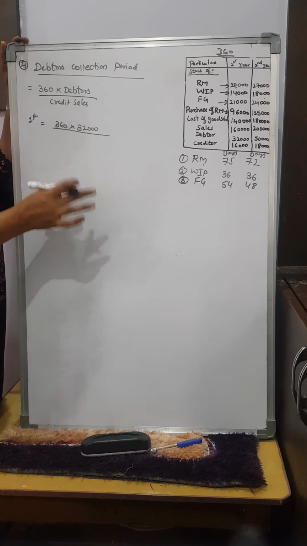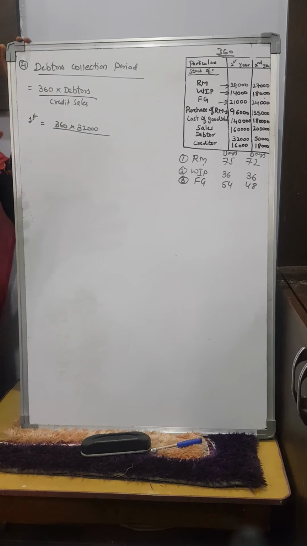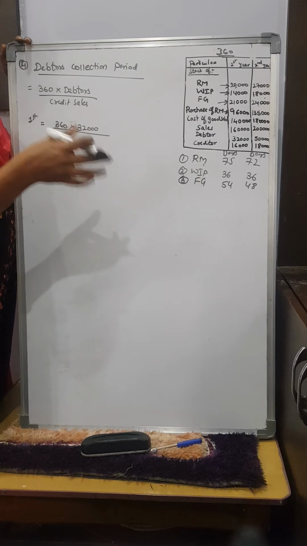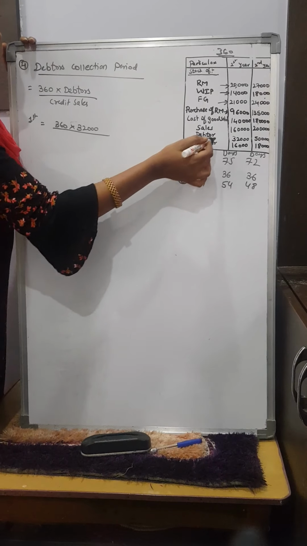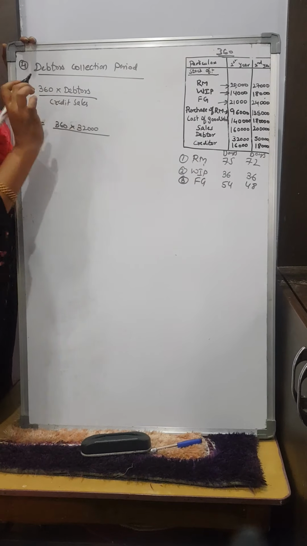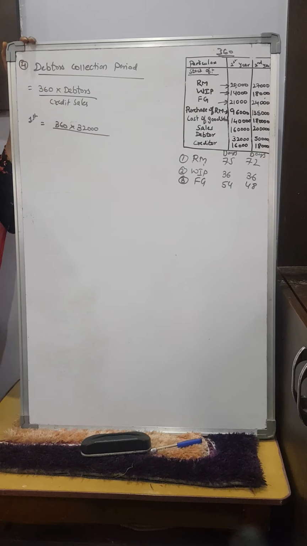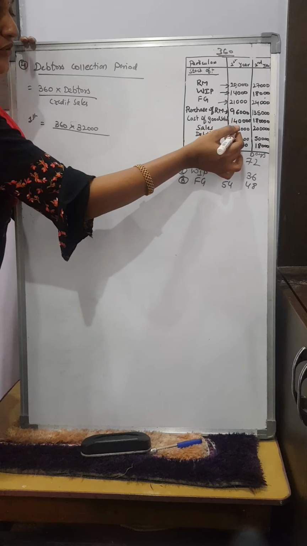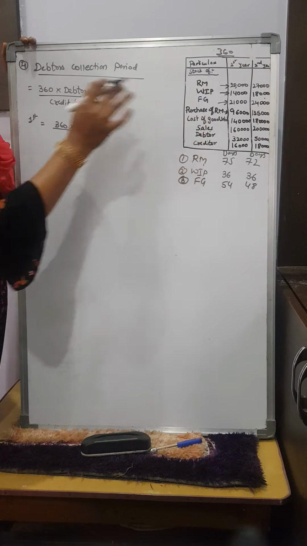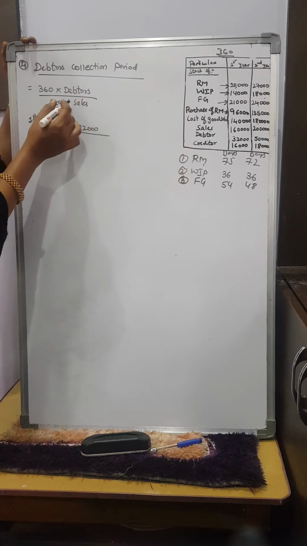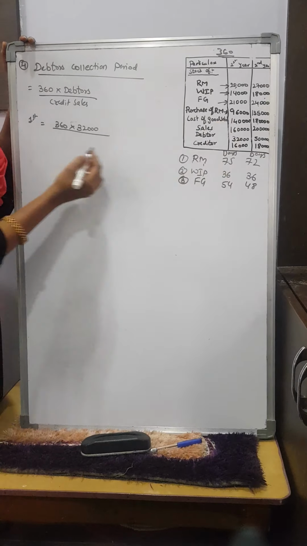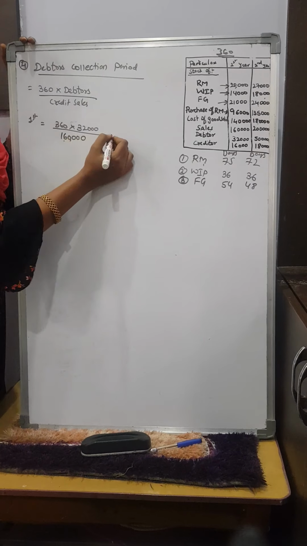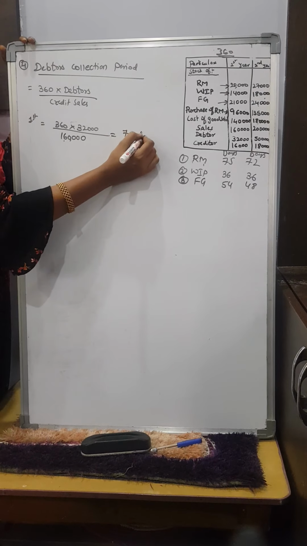Is credit sales given particularly? No. Only sales they have given, but they have also not given the cash sales. So we will conclude that whatever sales is there, it is related to credit sales only. If in the question they had given, say, 50% of sales is credit sales, then we would need to take 80 lakhs. But here they have not mentioned anything such, so entire sales can be treated as credit sales. What is the sales given here? 1,60,000. If you substitute this, you will be getting 72 days.